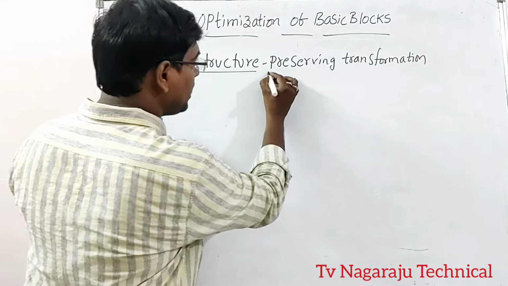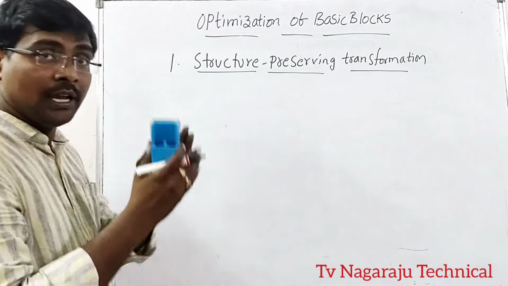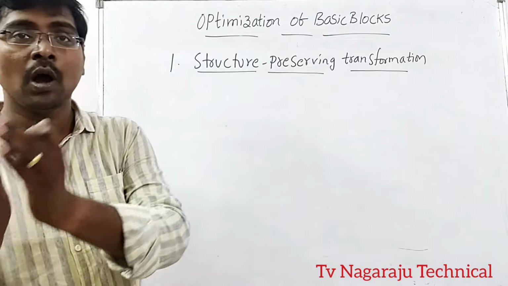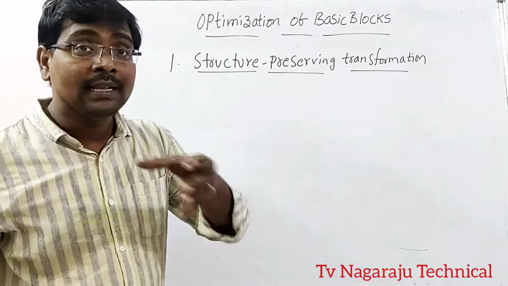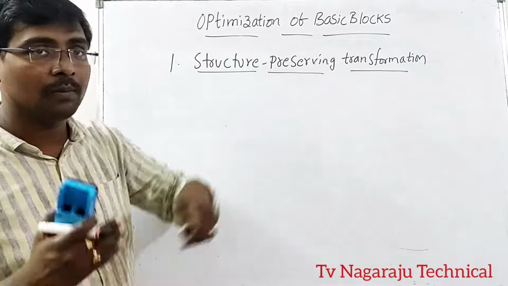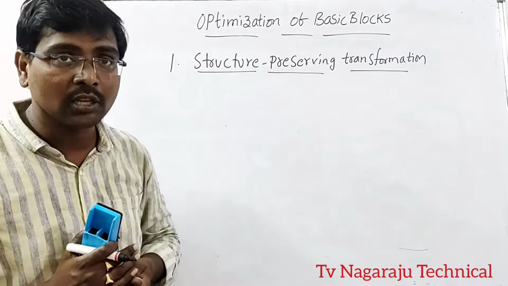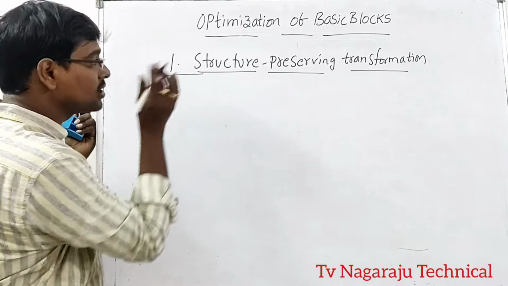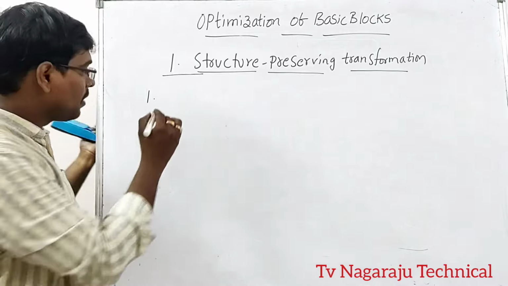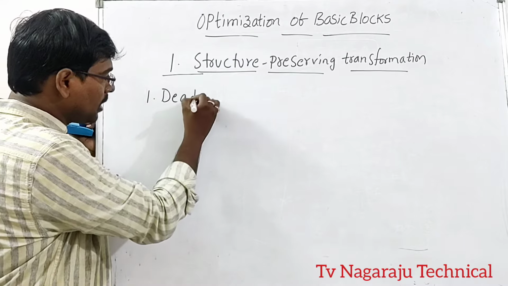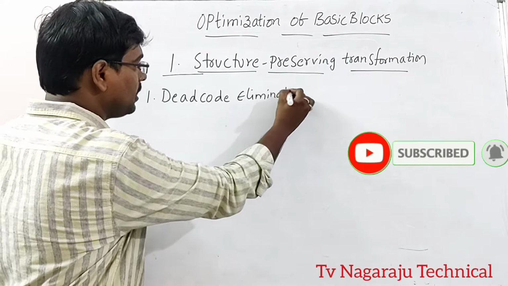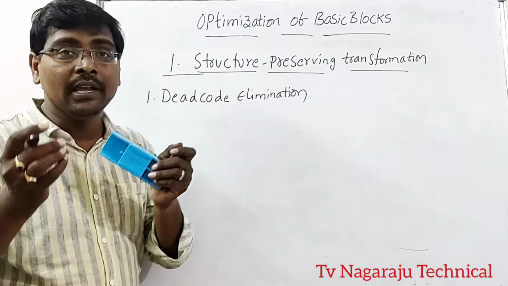Structure preserving means that even though we are converting the unoptimized code into optimized code, the structure of the program is maintained. For these structure preserving transformations, four techniques are there. The first one is dead code elimination.